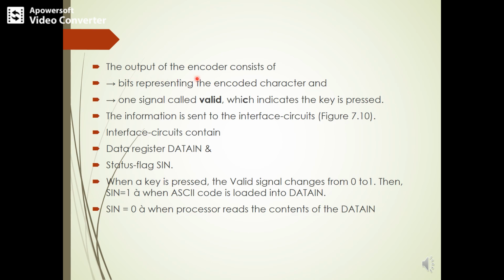The output of the encoder consists of bits representing the encoded character and one signal called valid, which indicates whether the key is pressed or not. So the information is sent to the interface circuits, and the interface circuits contain a data register, that is data in, and the status flag that is called SIN. So whenever the key is pressed and the valid signal changes from 0 to 1, SIN will be set to 1, so that the processor can read the content of data in.